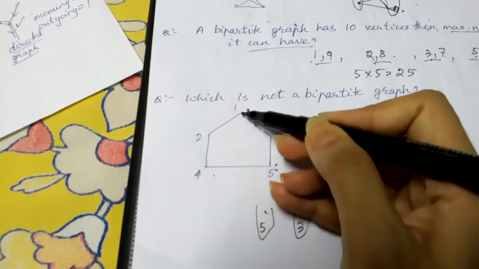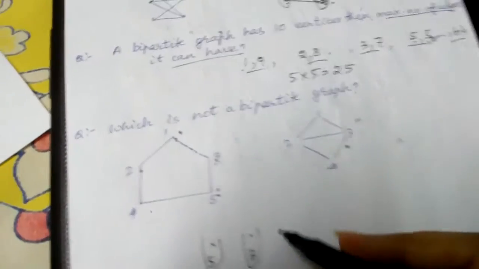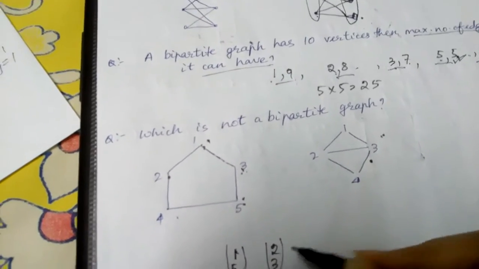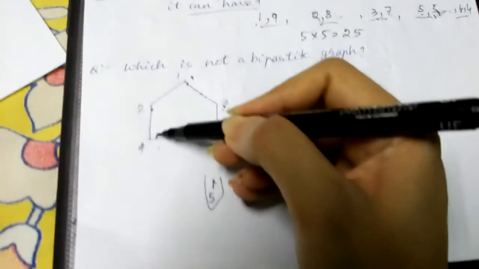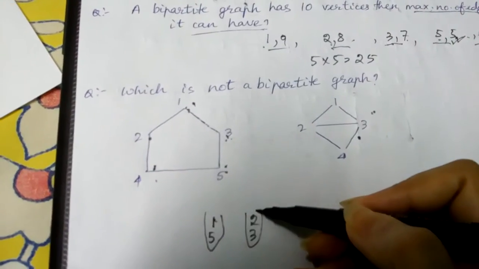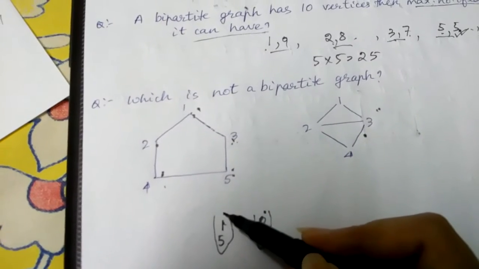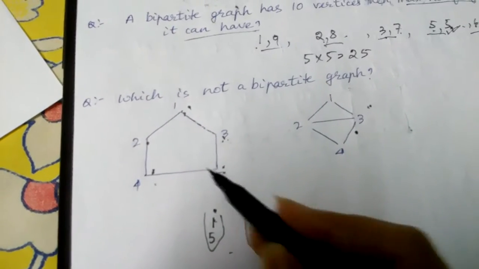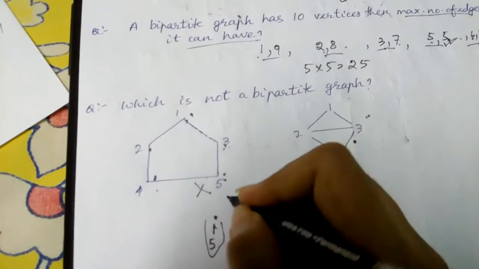Now again let me check. 1 and 2 is connected. So I cannot put 1 and 2 in the same partition. So if I put 1 here, I have to put 2 here. Okay, now 2 and 4 is again connected, so I cannot put 4 in this partition where 2 is there, and again I cannot put 4 in this partition where 5 is there. So with two partitions this is not possible, this graph is not possible. So this graph is not a bipartite graph.